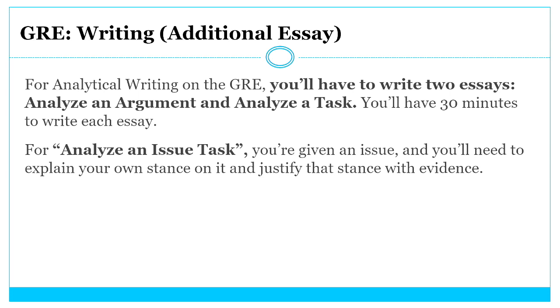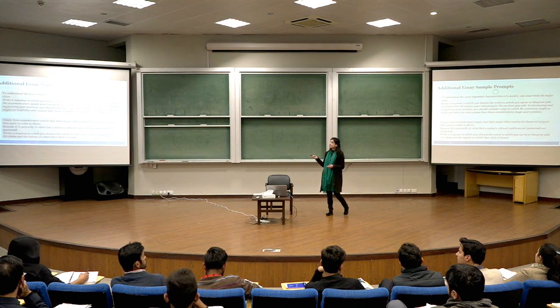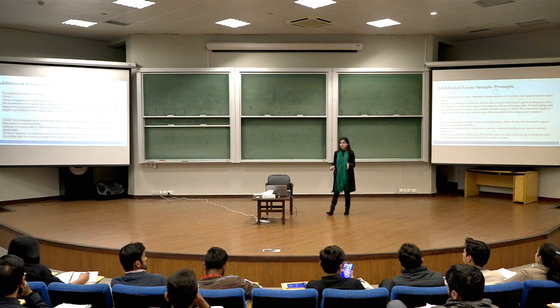For analyze an issue task, you're given an issue and you'll need to explain your own stance on it and justify that stance with evidence. Once again, it's a general issue. There is nothing in it that you wouldn't already know. It could be based on social issues, it could be based on science, anything, humanities and all of those, history and all of those subject areas. Additional essay sample prompts. Now, these are the sample prompts for the issue-based essay for the GRE.